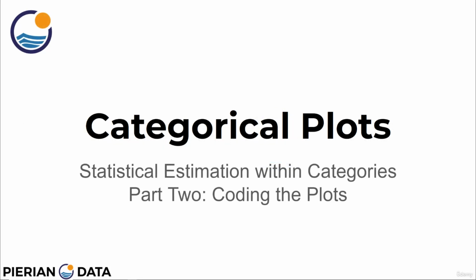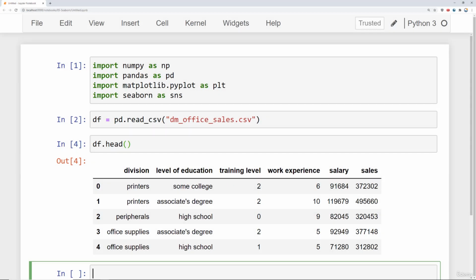Welcome back everyone to part 2 of our discussion on statistical estimation within categories. Let's head over to the notebook and code out what we talked about in the previous lecture. Alright, here we are at the Jupyter notebook.